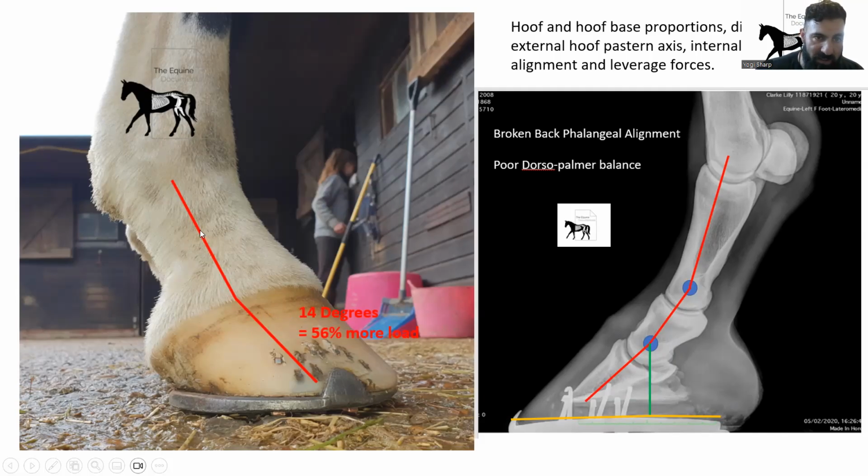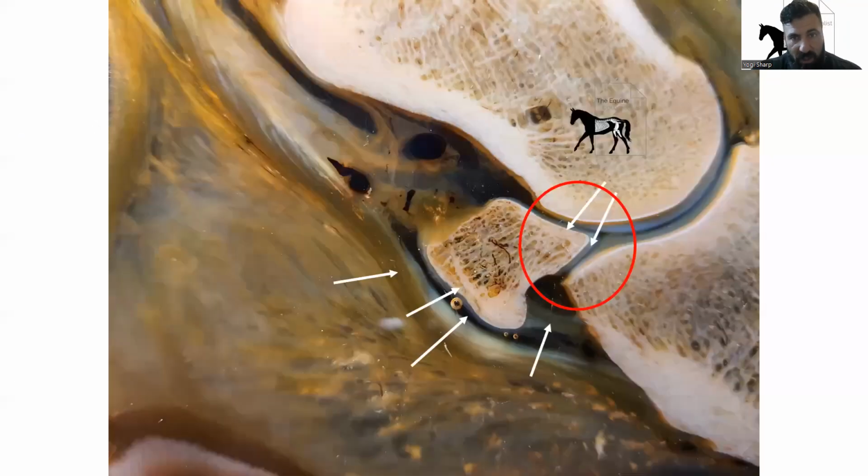Now, the line through the pastern is obviously parallel with the dorsal and palmar surfaces, but we tend to put it in the middle so that we can match them both up. Okay, so hoof proportions directly affect hoof pastern axis and phalangeal alignment, but why does that matter?